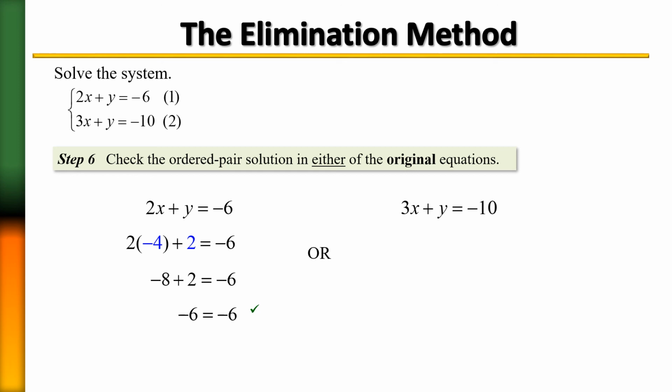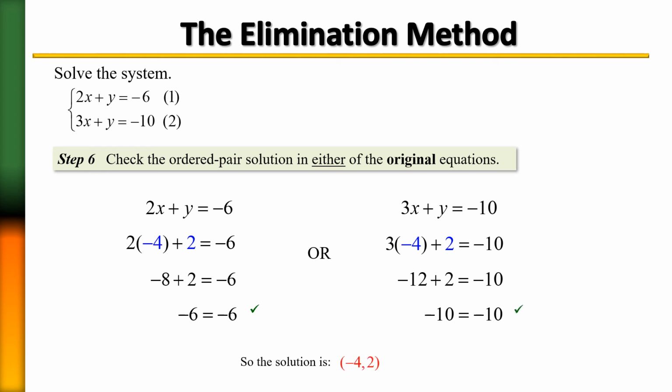So let's go ahead and plug in a -4 for x and a 2 for y into the second equation. So 3 times -4 is -12. -12 combined with a +2 is going to give you a -10. Again, it leaves you with a true statement, meaning both sides are the same. So that is your proof that your solution is indeed -4, 2.